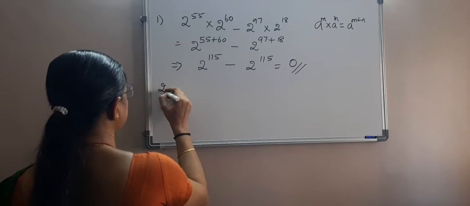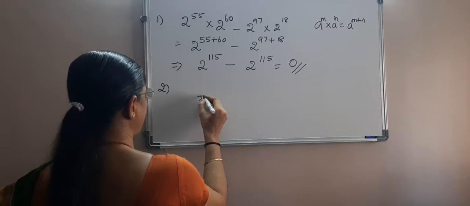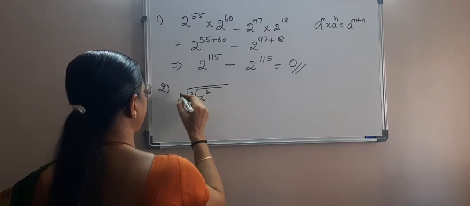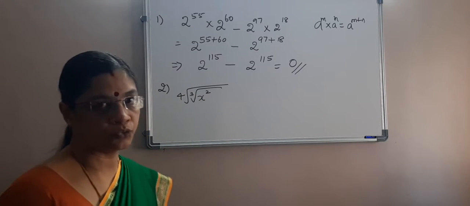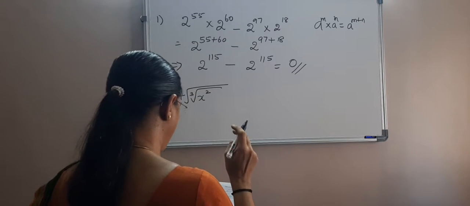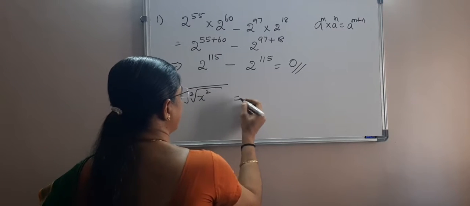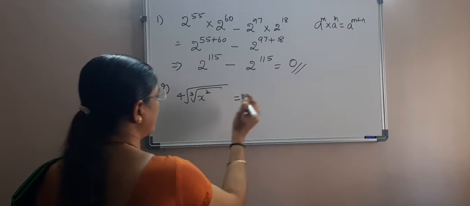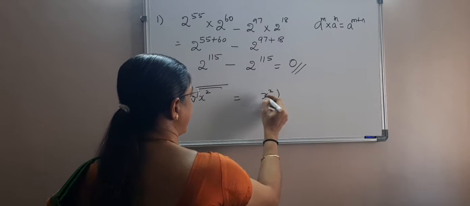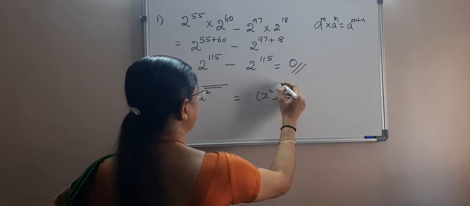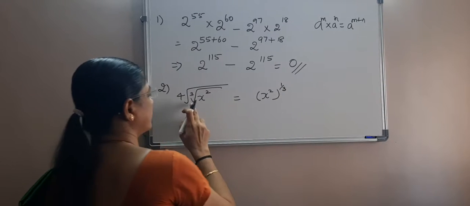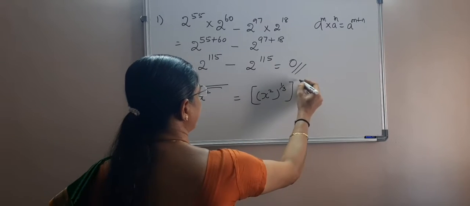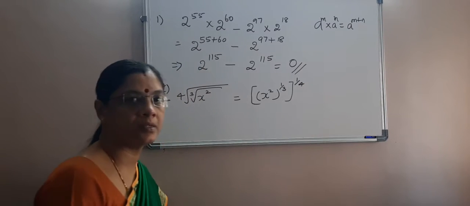Next, the second one is x squared, we take the cube root of it, and upon it we are taking the fourth root. Now we need to solve this. This is the rational exponent we are going to see now. So we keep x squared as it is and we take the rational exponent. The cube root can be written as 1 by 3, and the fourth root can be written as 1 by 4, isn't it?